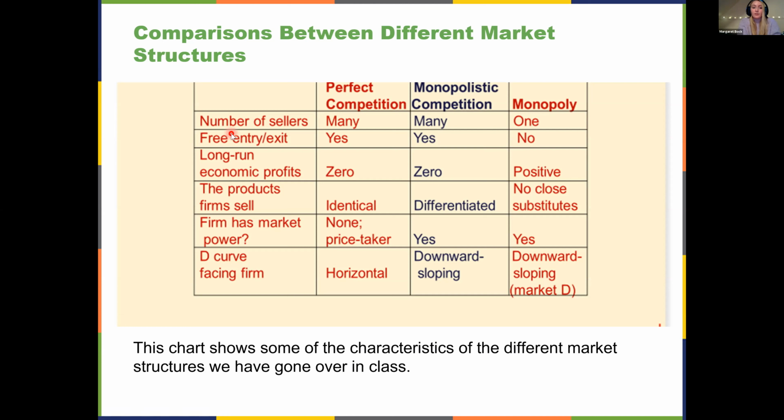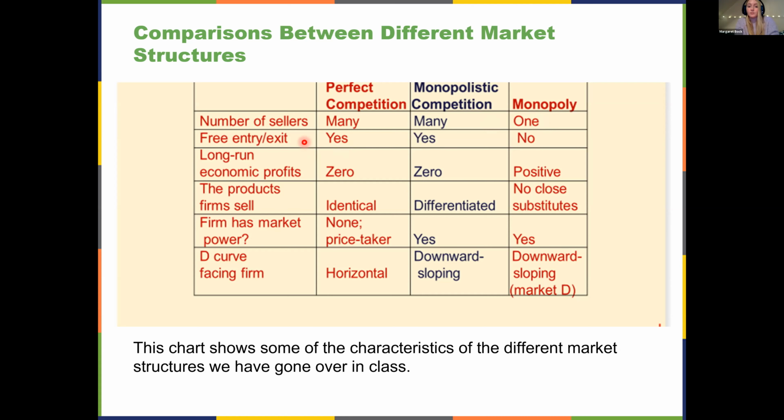So again, I already mentioned this. Whenever we're talking about the number of sellers that exist in a certain type of market structure, monopolistic competition is very similar to perfect competition. There are many, many sellers selling products, as opposed to a monopoly where there's just one huge firm selling all of one type of product.